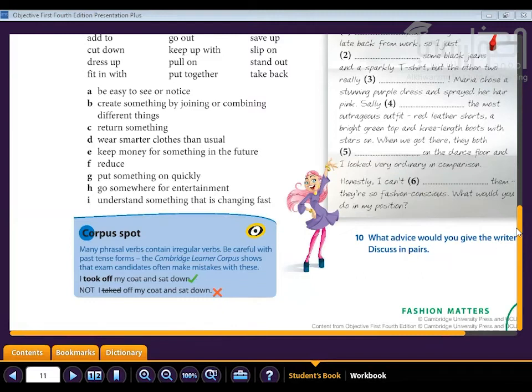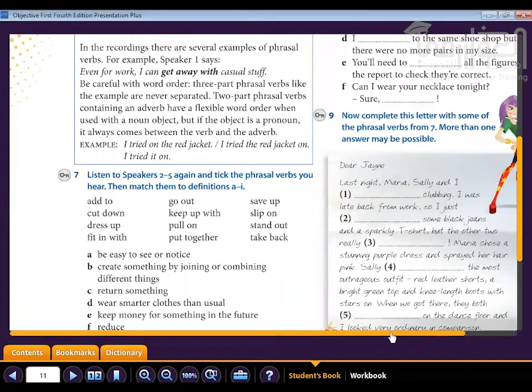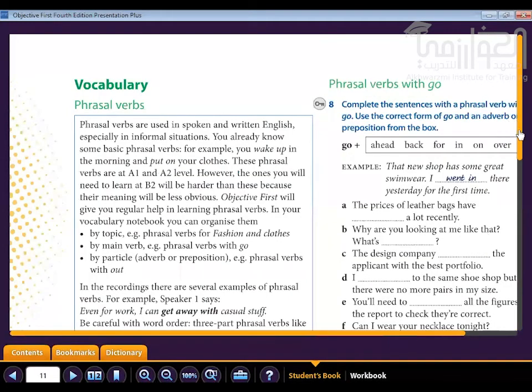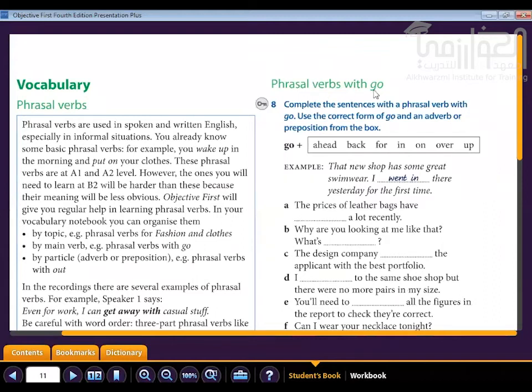Now let's scroll up a little and look at some other exercises. Now we have here: complete the sentences. Phrasal verbs with go. Complete the sentences with a phrasal verb with go. Use the correct form of go and an adverb or preposition in the box. So these are the adverbs and prepositions, and this is the verb go. We say phrasal verbs have two parts, the verb and then the adverb or the preposition.